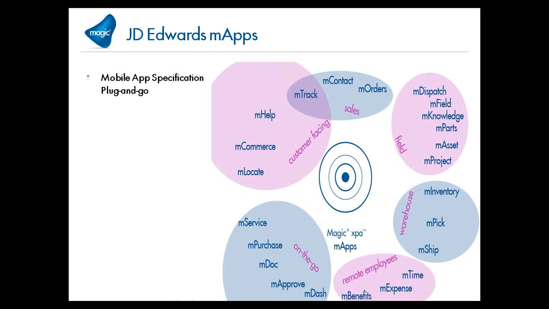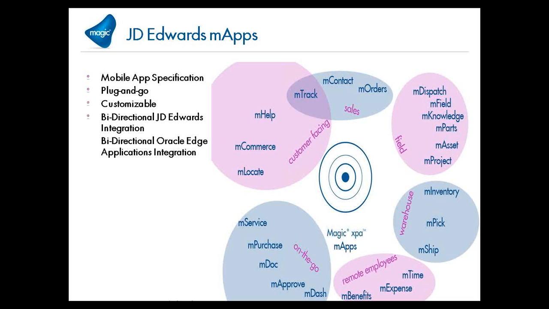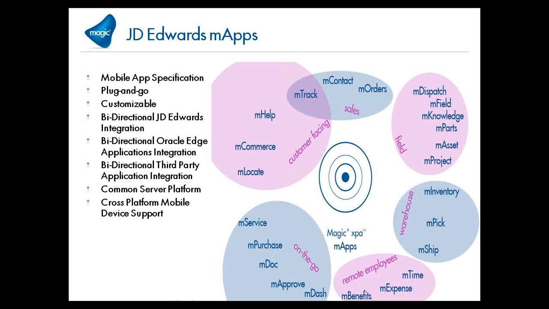So the JD Edwards mobile apps that we're talking about from Magic Software really work off of a mobile app specification. These are plug-and-go solutions that are customizable, giving you bidirectional JD Edwards integration capability, bidirectional Oracle applications integration, things like Agile PLM and Primavera and so forth, and bidirectional third-party application integration to things like Salesforce CRM, Microsoft Dynamics CRM, SharePoint and so forth.